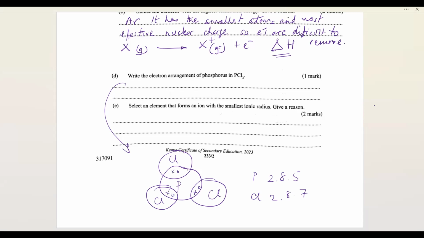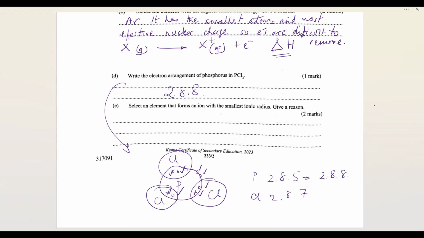And then phosphorus is in group 5, so there are 2 more here. Now that means in phosphorus's outer shell now, there are 1, 2, 3, 4, 5, 6, 7, 8. In other words, it becomes 2, 8, 8. So there, 2, 8, 8.